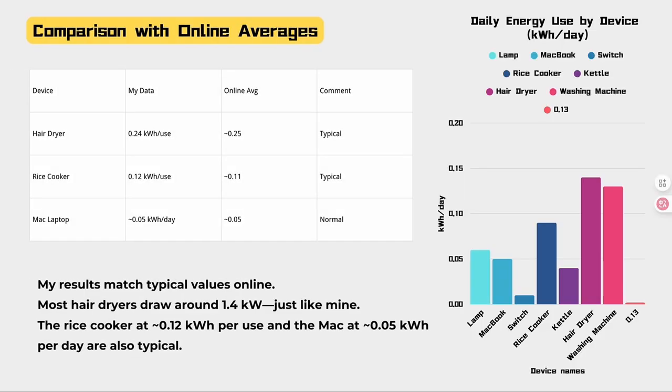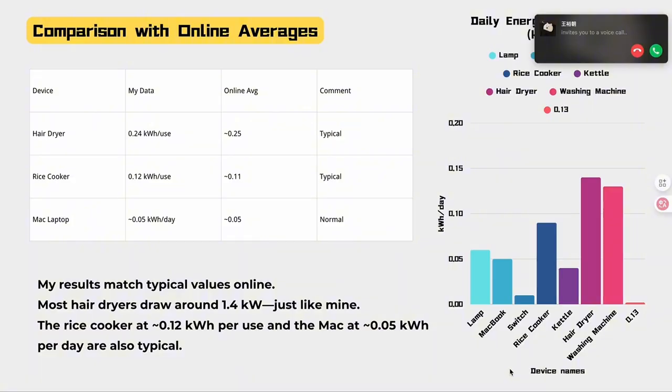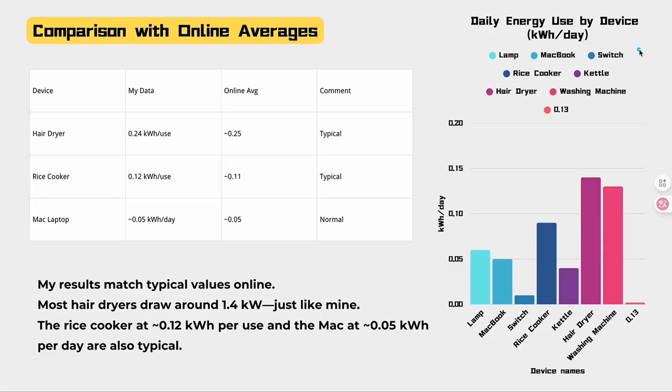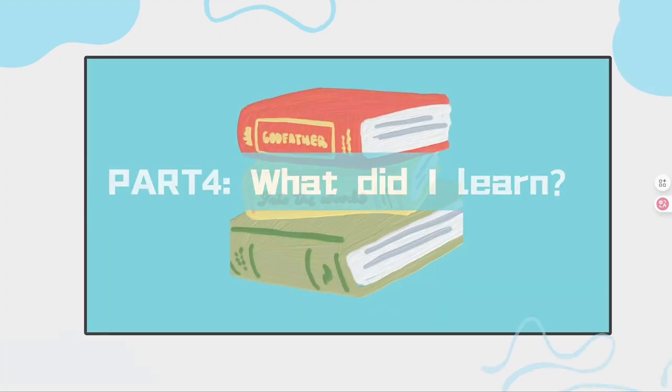When I compared my results to online averages, they were very close. Most hair dryers use about 1.4 kilowatts, the same as mine. My rice cooker's 0.12 kilowatt-hours per use is also typical for a small household rice cooker, and my laptop's 10-watt average is perfectly normal for a Mac charger.